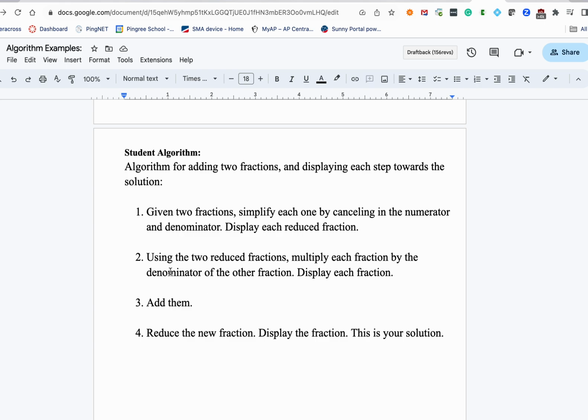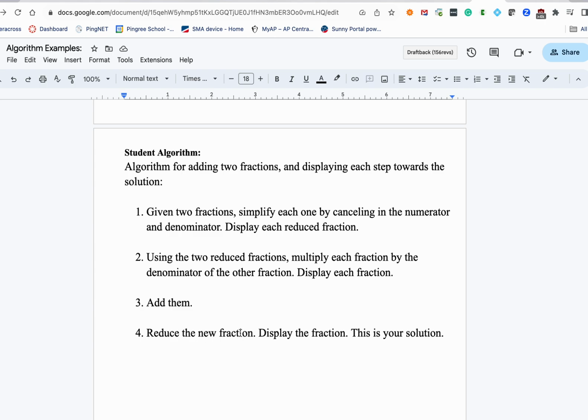So something like, using the two reduced fractions, multiply the numerator and denominator by the denominator of the other fraction. That's pretty clear. And then do that to both fractions. Step 3, add them. Well, what does that mean? Do you add the denominators? Do you add the numerators? Do you add both? You definitely need to be really clear. Something about once you've found the common denominator, write a single fraction with that common denominator and then add the two numerators that result from step 2. Okay? And then step 4, reduce the new fraction.